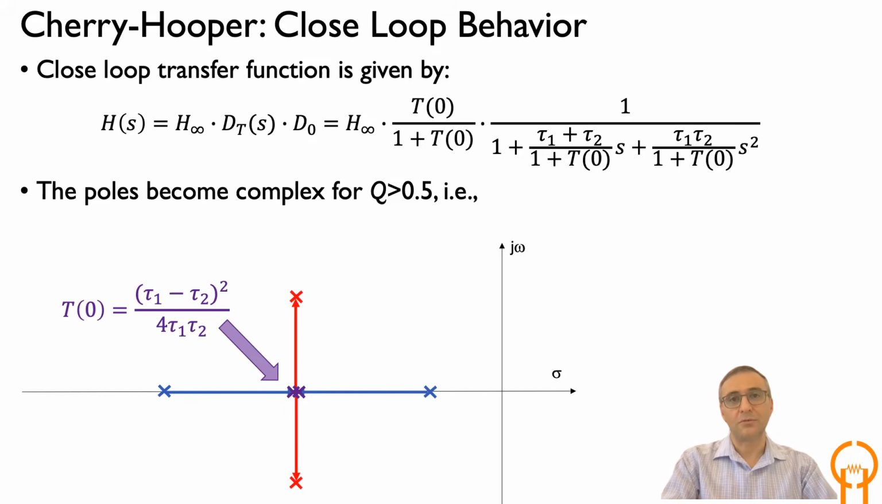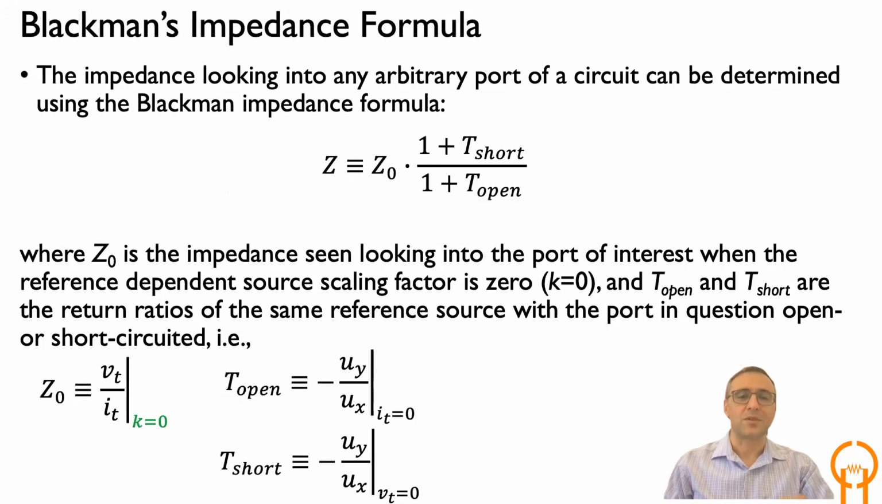So by the low frequency return ratio, you know exactly what knob you need to turn to control it, and you can control it the right amount to get exactly the right amount of peaking that you may need in your transfer function. That's how you design using a Cherry-Hooper amplifier, a Cherry-Hooper stage. So this is another example. Now the next topic we're going to talk about is Blackman's impedance formula. This is also a very useful thing.